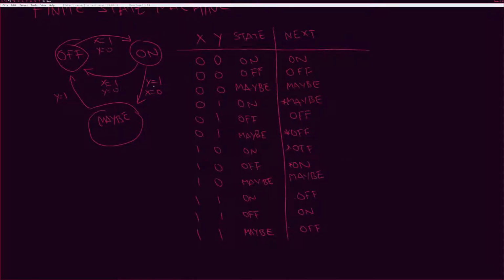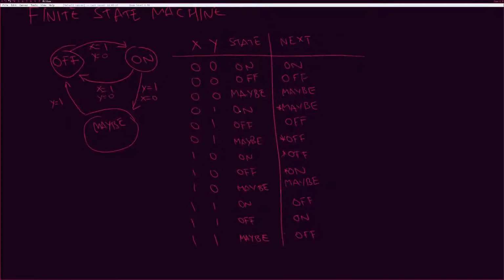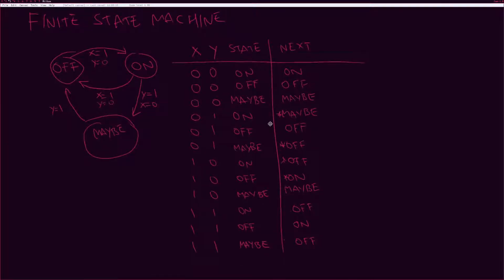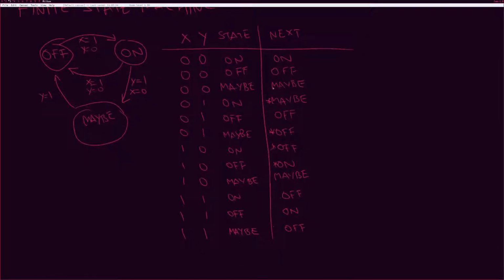Alright, so you can see this becomes pretty big pretty quickly. And how is this helpful? Well, what you can do is you can actually just remove all of these that don't change state. Right? And that leaves you with what, 4? 4 out of 16 or something like that.